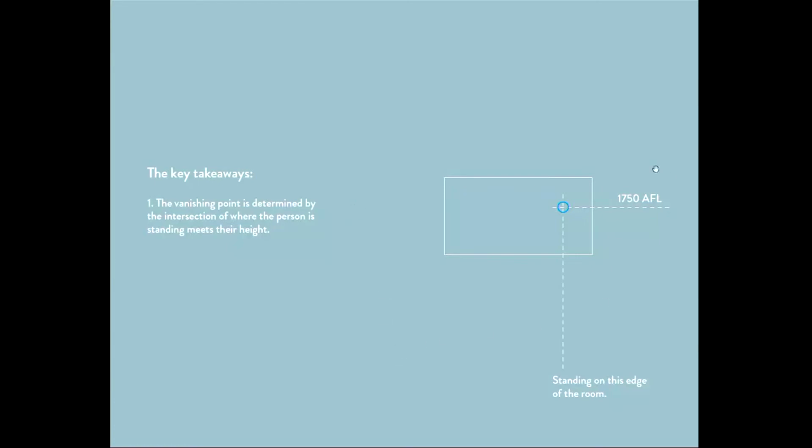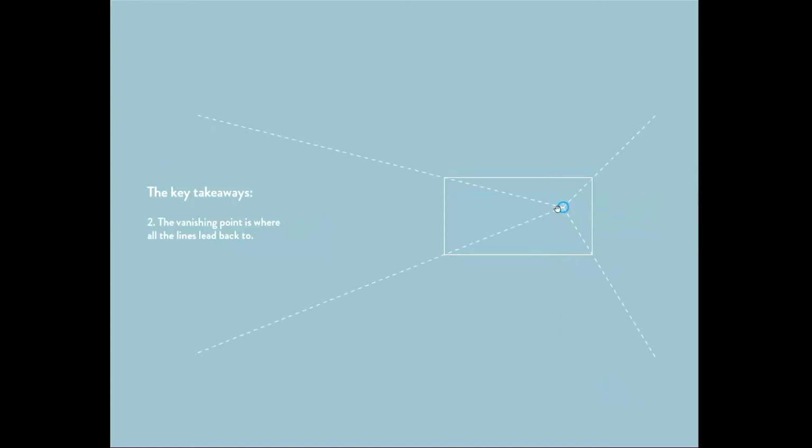So the vanishing point is determined by the intersection of where the person is standing versus what their height is. So I'm standing on this edge of the room, the height is 1750, that is my vanishing point. A vanishing point is where all the lines lead back to. So if you have any lines that don't lead back to the vanishing point, it immediately distorts and warps the image, and it's really obvious when you're looking at it. Your friends will see it, we'll see it, and it doesn't quite work. So you need to make sure it's always leading back to that one point.